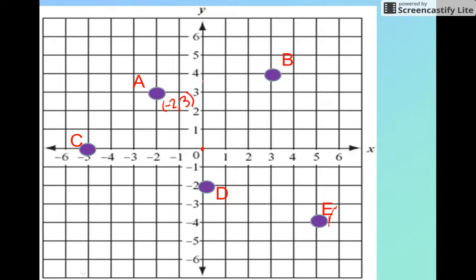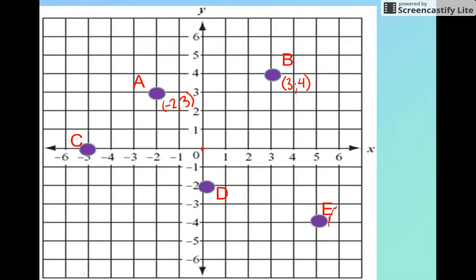For point B, we will again always start at our origin, and we're going to go to the right this time, which is in our quadrant 1, positive. So I know it's going to be positive. I'm going to go over to my right, 1, 2, 3, and then I'm going to go up, 1, 2, 3, 4. So point B, the ordered pair is 3, 4.